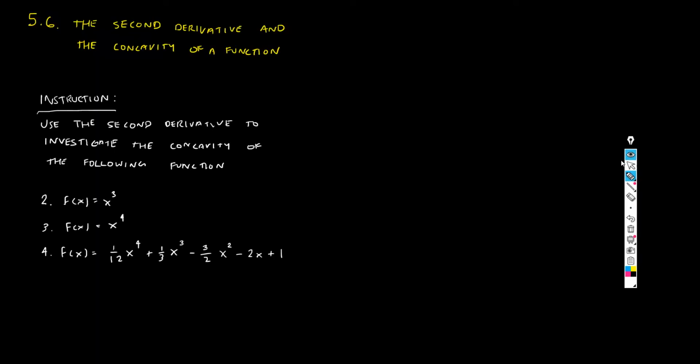Hello class, this is the second part of the lesson 5.6 about the second derivative and the concavity of a function. And we're going to continue with the examples 2, 3, and 4. Remember that the first example I gave to you in the first part of this lesson. So let's see, it's the same instruction. Use the second derivative to investigate the concavity of the following functions.